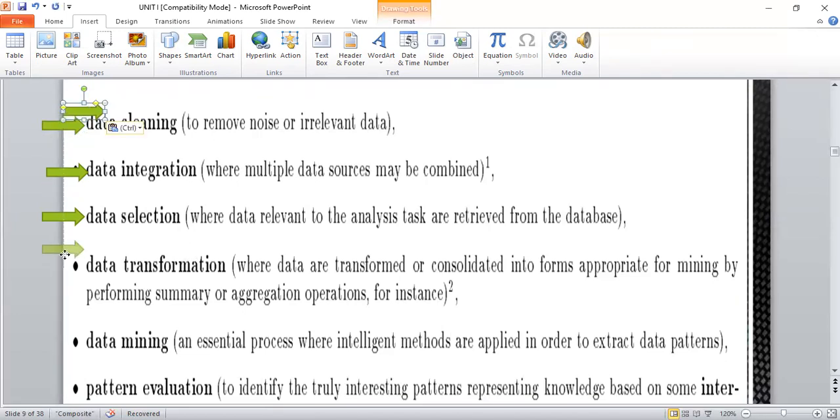Next one is transformation. Transformation means we have to transform the data into some appropriate form. Suppose, for example, what is the meaning of this transformation? It can be like, suppose you have two types of values, two types of attributes in your data set.